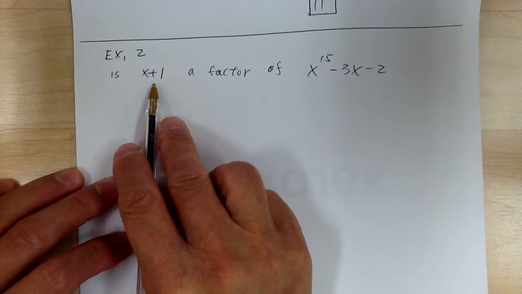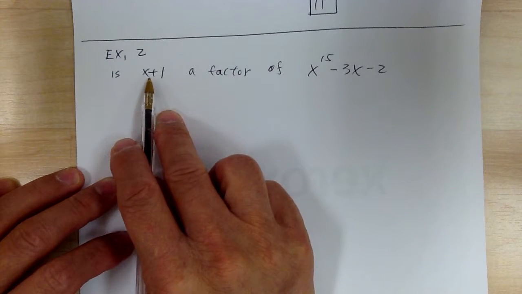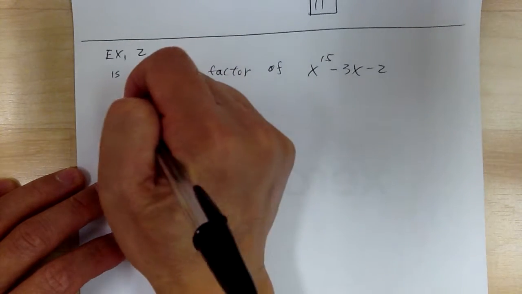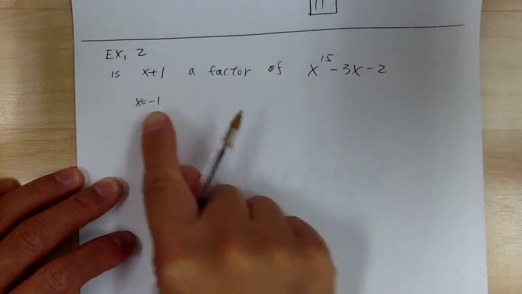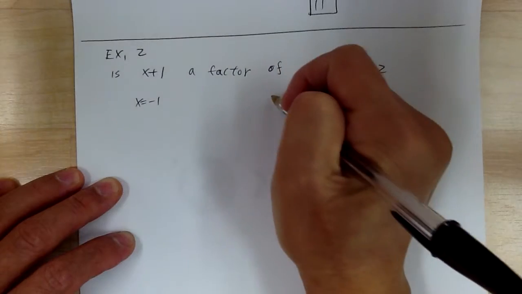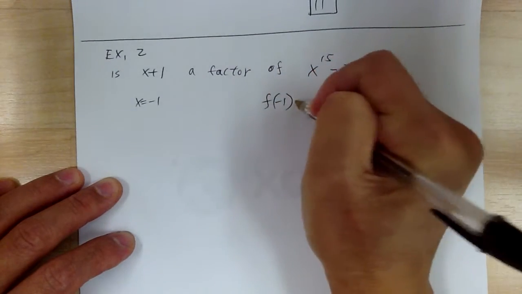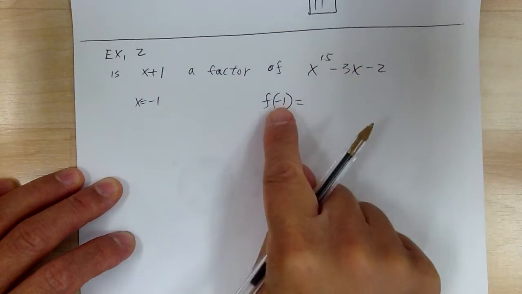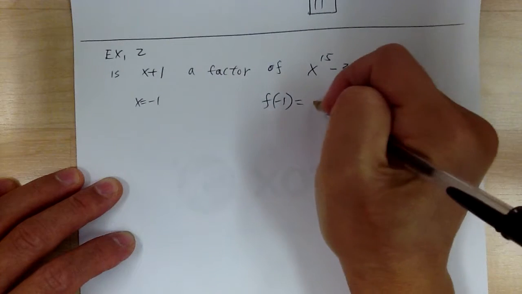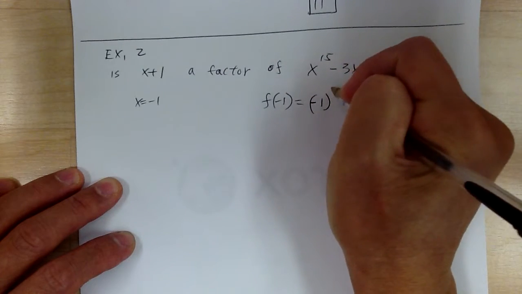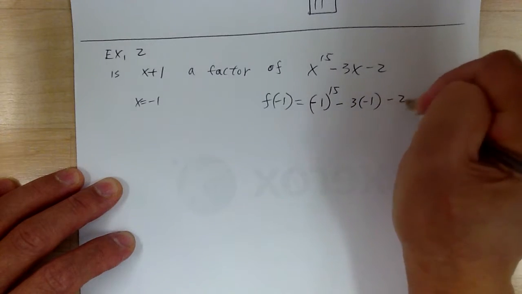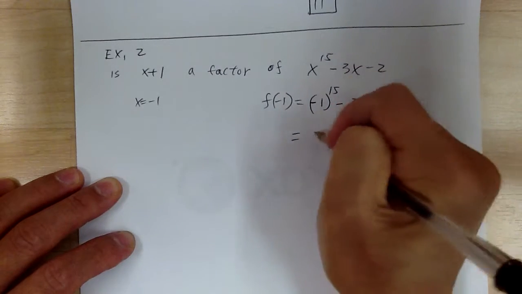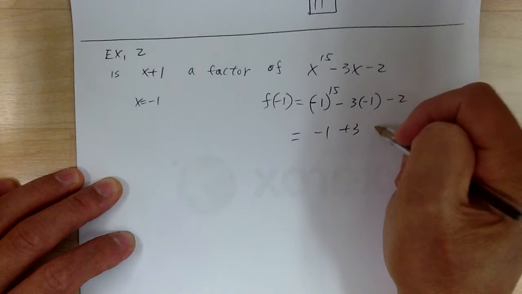So over here, if you solve for x, the root would be x equals -1. So we're going to evaluate what happens when x equals -1. We evaluate this polynomial at -1. So -1 to the 15th power minus 3 times -1 minus 2. This will equal -1 plus 3 minus 2.